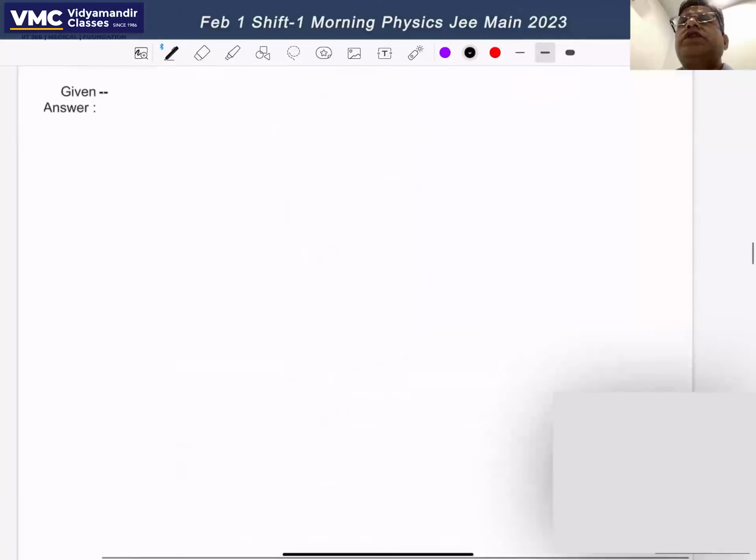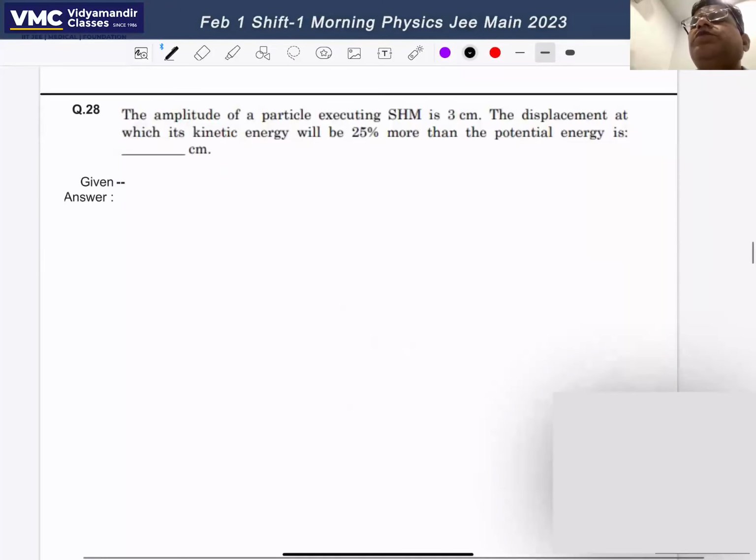In question 28, the amplitude of a particle executing SHM is 3 centimeter. The displacement at which its kinetic energy will be 25% more than the potential energy is how much centimeter? So we have to find the displacement at which kinetic energy and potential energy are not equal. In fact, kinetic energy is 25% more than the potential energy.